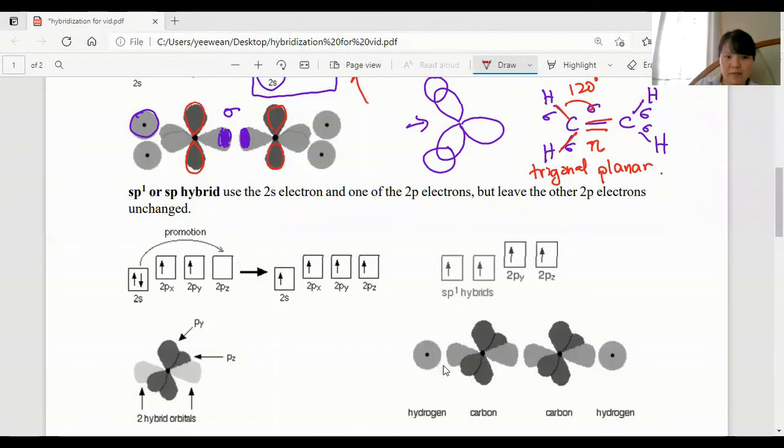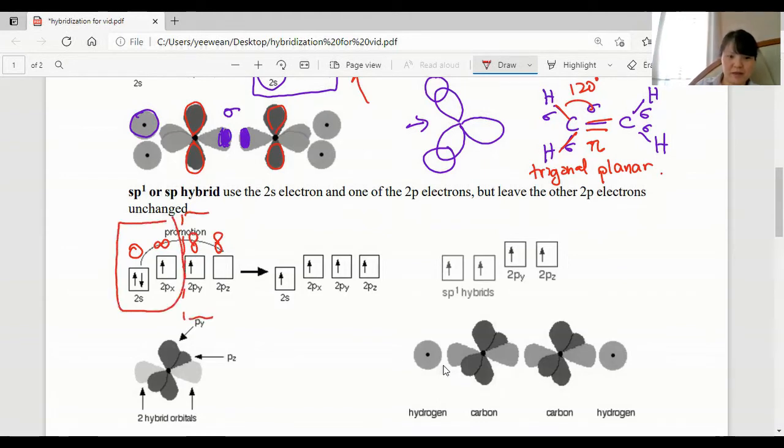What would the sp hybrid mean? It means one s and one p hybridize, leaving the other two p orbitals alone. These two are not going to join a hybrid. These two are mixed together and divided into 2 again, so it becomes a really huge dumbbell like this. This is one carbon, a really huge dumbbell, and this is the hydrogen.